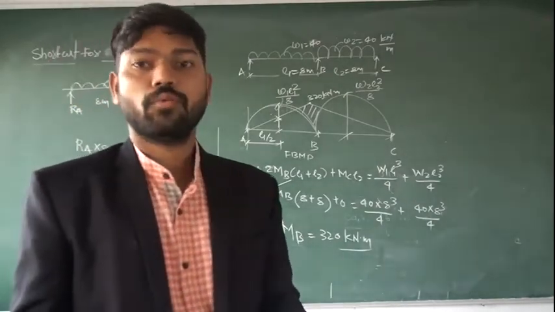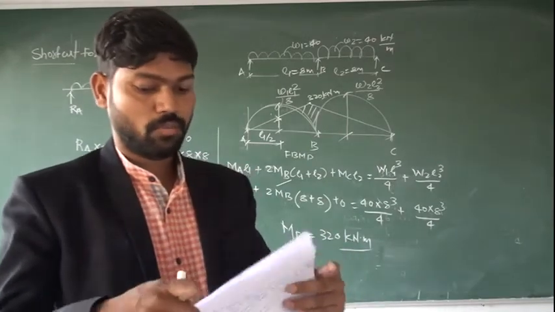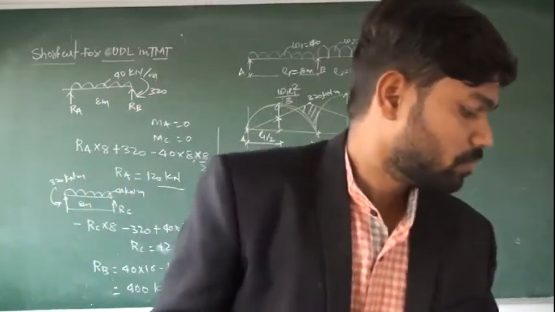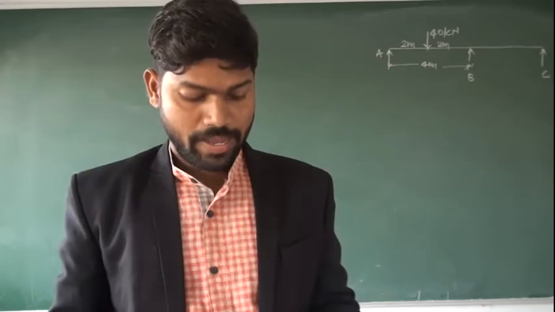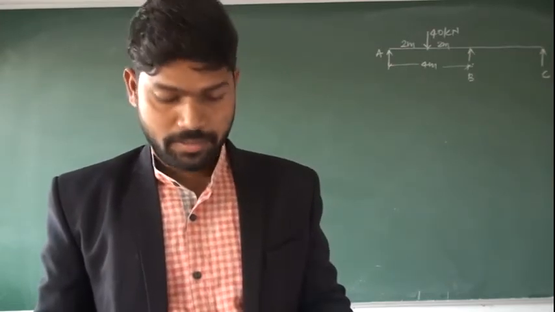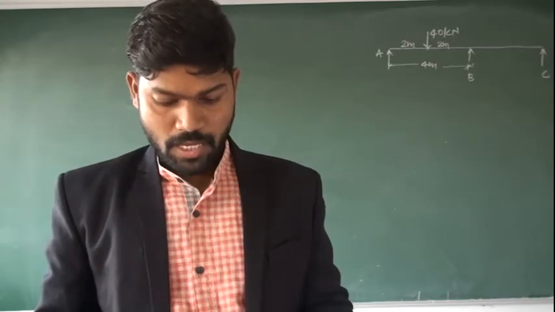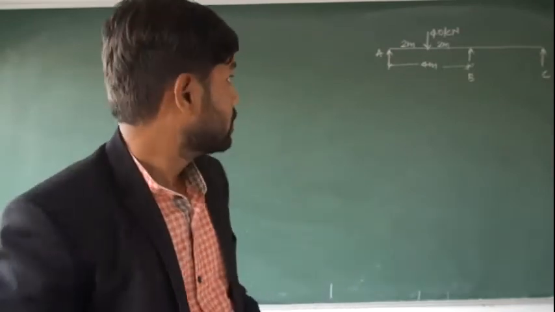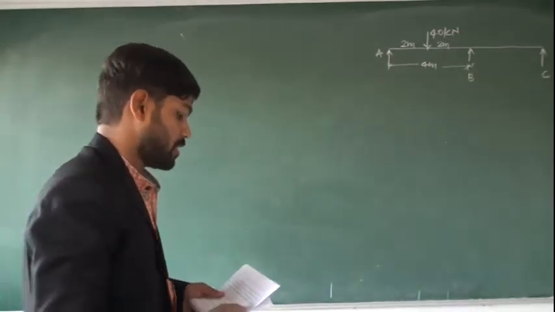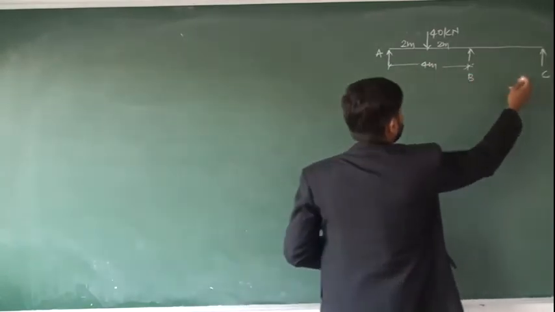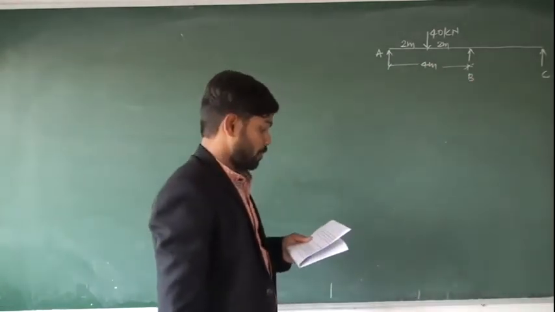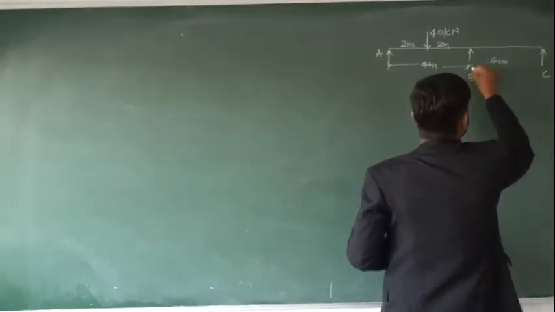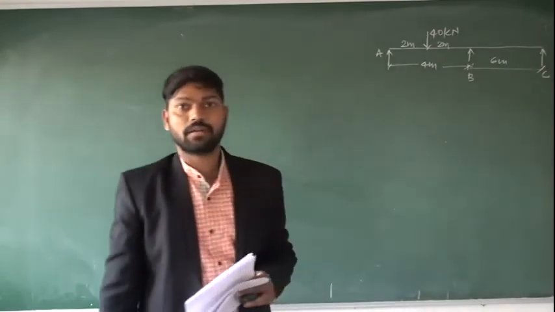Now we'll solve one more example based on the three moment theorem. I will read the numerical for you. Please note it down. A continuous beam ABC consists of two spans AB and BC of length 4 meter and 6 meter respectively. See the figure. So AB length is 4 meter and BC length is 6 meter.